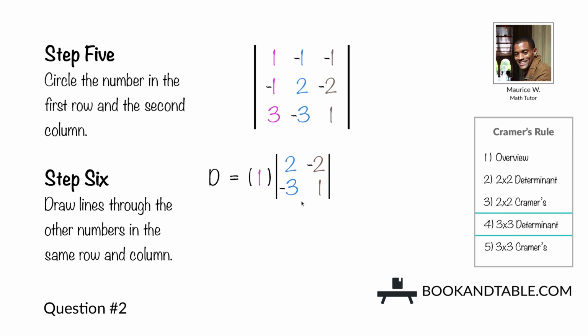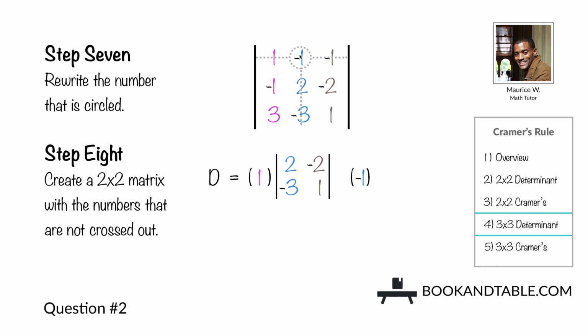We then move on to the next number in that row. So we go from positive 1 to negative 1. And now step 5, circle the number in the first row in the second column. In step 6, draw lines through the other numbers in the same row and column. So cross those out, cross these out. Step 7, rewrite the number that is circled. That would be negative 1. In step 8, create a 2 by 2 matrix with the numbers that are not crossed out. Negative 1 and 3 from column 1, and negative 2, 1 from column 3. So this is the resulting 2 by 2.